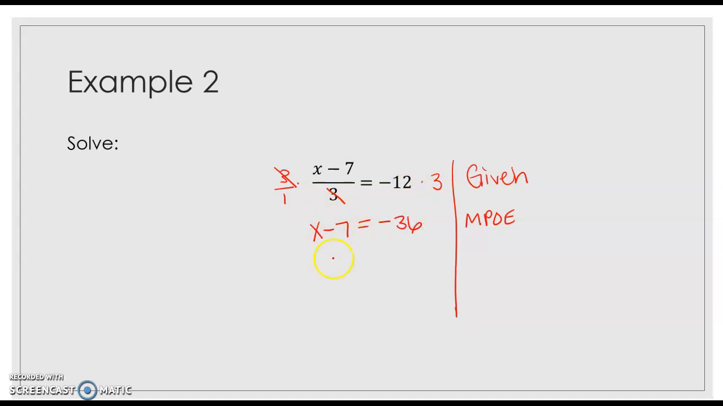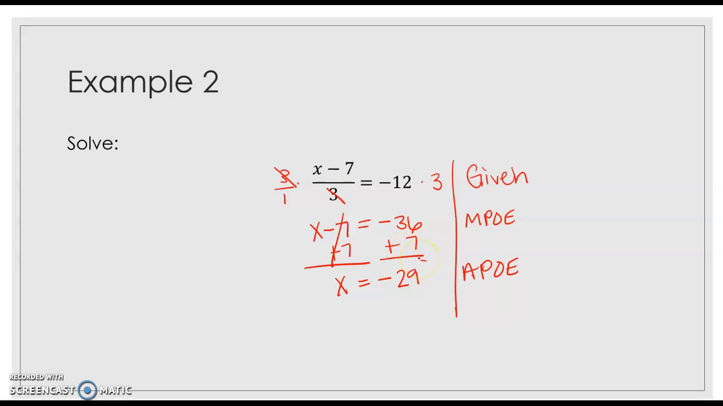Now I can take care of this minus 7. Since it's negative, I'm going to add 7 to zero it out. So I'm going to add 7 to both sides. That's the addition property of equality. So it becomes 0 over here, and we get x equals negative 36 plus 7. I'm going to keep the negative because the 36 is bigger, and then 36 minus 7 is 29.